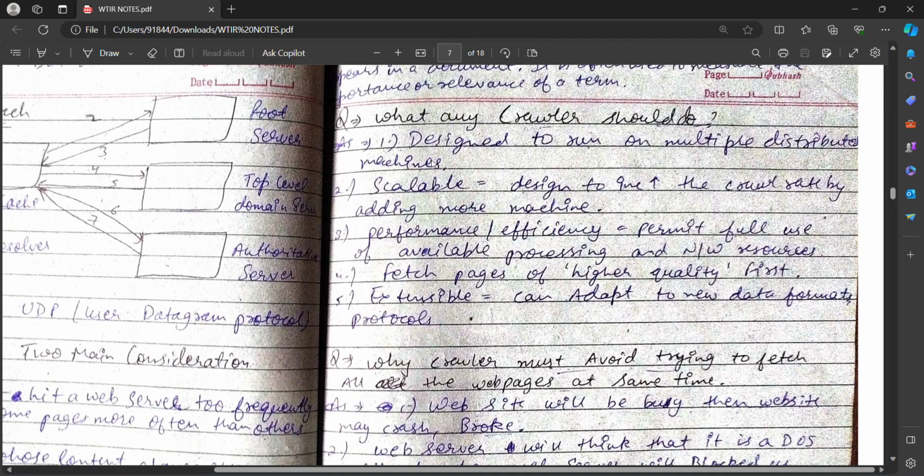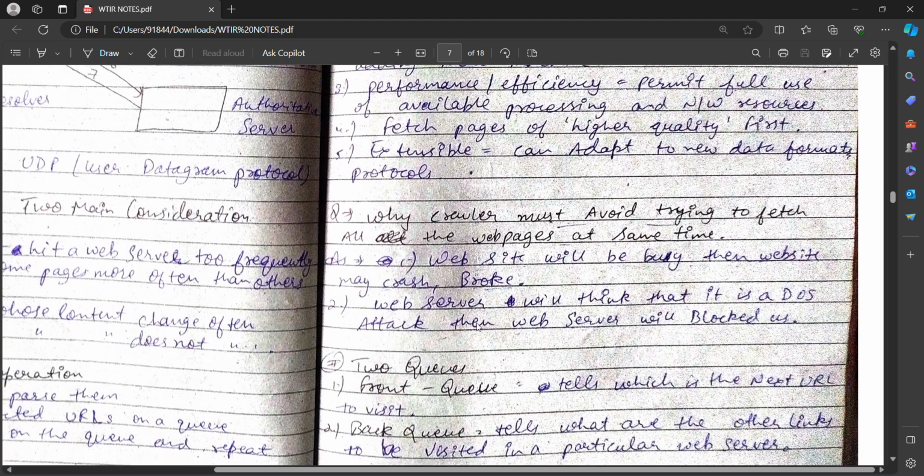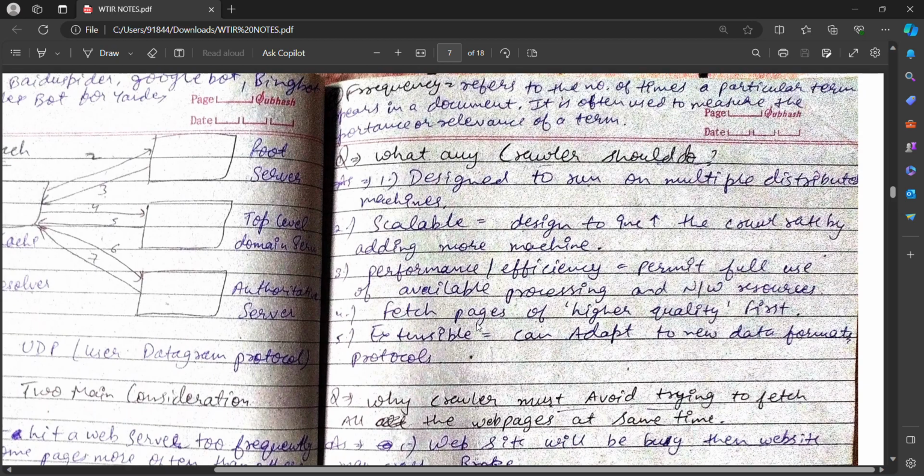The first question that we are going to discuss is related to what a crawler should do, and why a crawler must avoid trying to fetch certain things. These questions can be asked in your exam directly, or will make your understanding clear. So let's see what any crawler should do. This is the question: what should any crawler do?